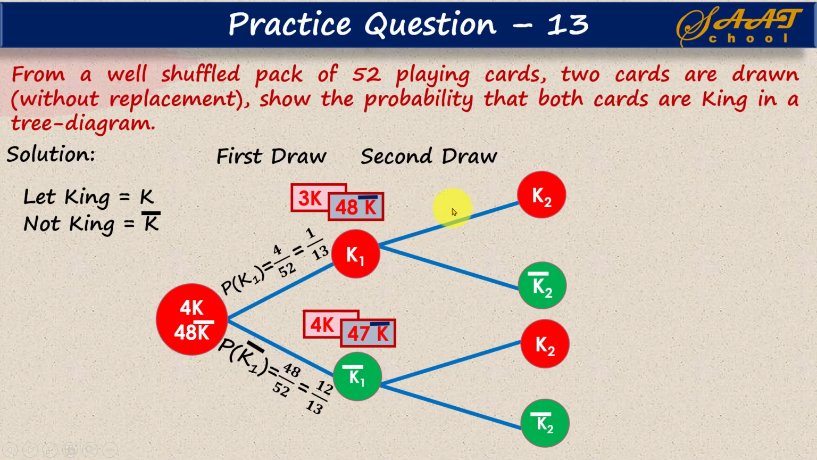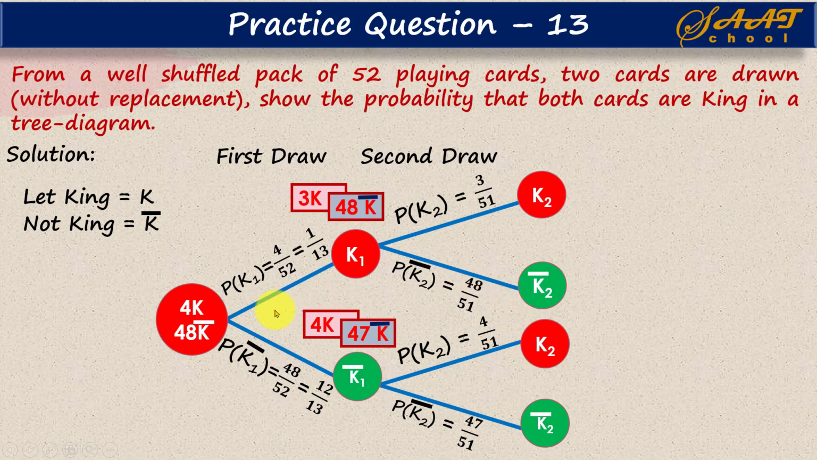Now again, this is the probability for king in the second draw. Here we have 3 king, so that should be equal to 3 by 51. We have 51 cards, and we have 3 king. Now this is for probability of not king, that is 48 by 51. We have 48 which are not king, and all we have is 51. This branch is for probability of king, which in this case is 4 by 51, and this is for probability of not king. We have 47 which are not king, so this would be 47 by 51. Simply, this is how we draw a tree diagram.